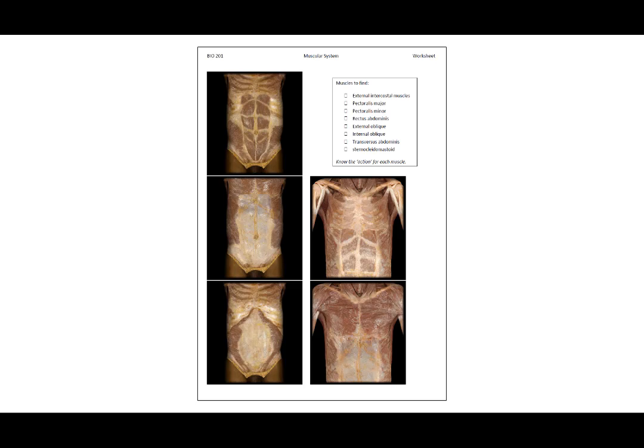From this first page of the torso, let's look at the external intercostal muscles. The external intercostals are located out here and they are between the ribs. We really aren't able to see any more. We're not seeing the internals, we can just see the externals on these cadaver images.